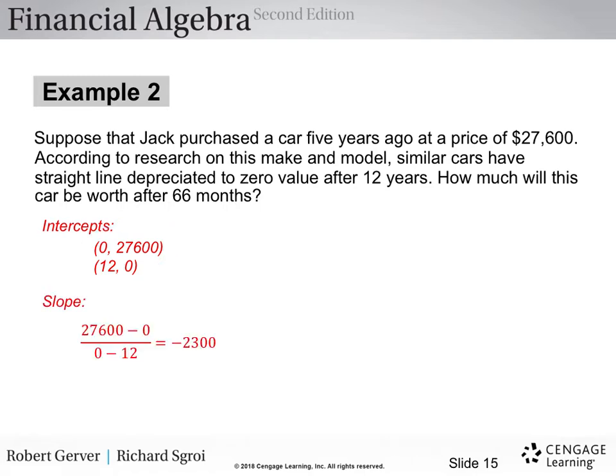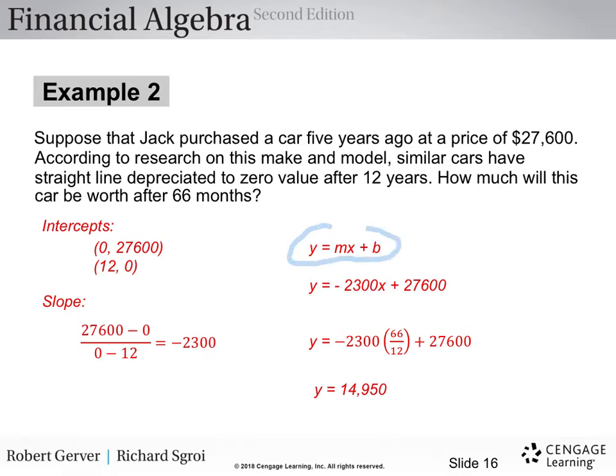Once we know the intercepts, we can figure out the slope. Again, notice it's negative, negative 2,300. So again, we're going to look for an equation in the form y equals mx plus b. We plug in the slope and one of the intercepts, the y-intercept, and we get this for a formula, okay?